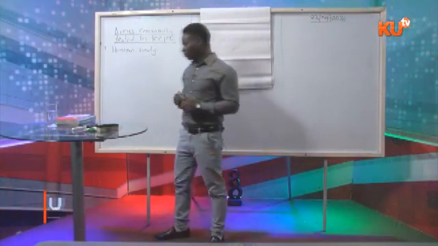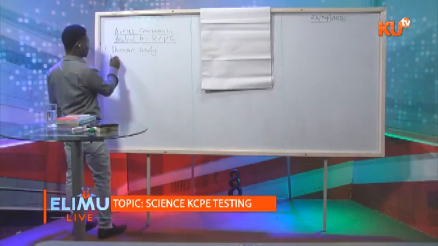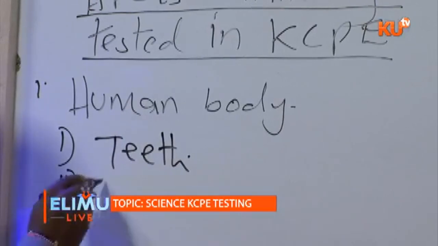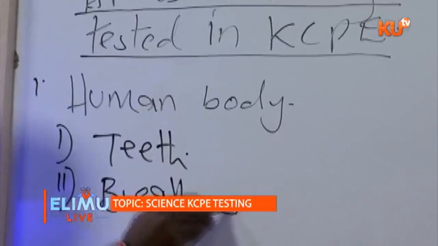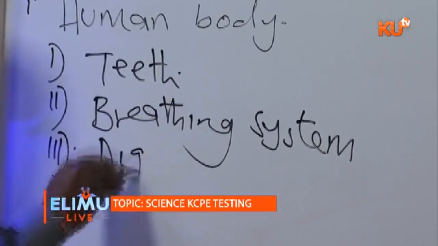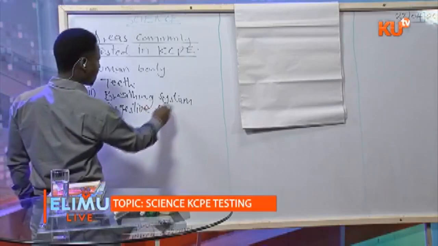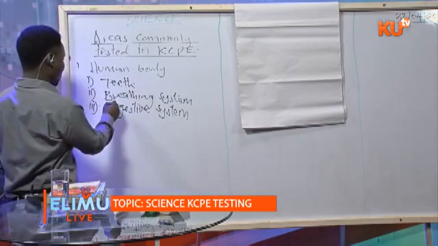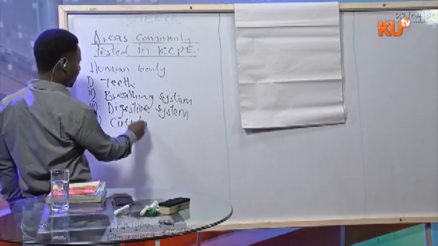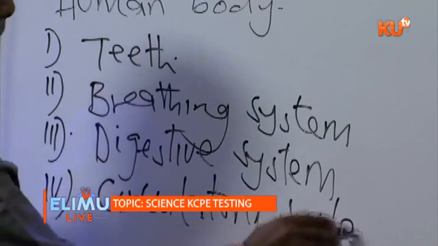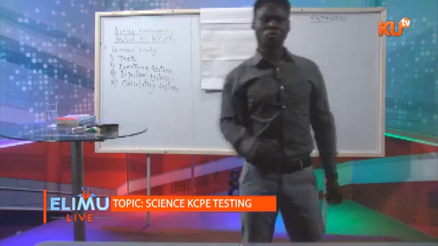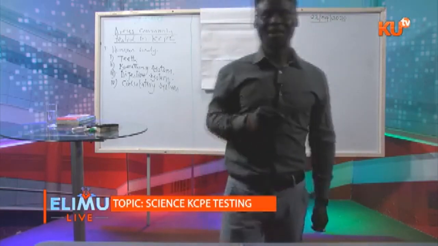So under human body, Roman 1, there is teeth. Roman 2, we have the breathing system. Roman 3, we have the digestive system. Roman 4, we have the circulatory system. I want us to go through these subtopics under human body, and when time allows us, we shall look at other areas.